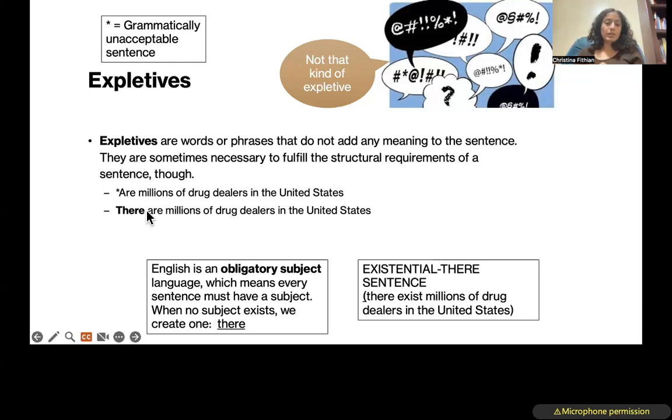So we insert there. And this particular type of sentence is called an existential there sentence. And that sounds much loftier and more philosophical than what it is. It just means there exist millions of drug dealers in the United States. So that's where that existential comes from. So there is an example of an expletive. And when you see a there sentence, an existential there sentence, remember to write this as a grammatical subject. Like we saw with the passive sentences, anything that's stuck in the subject position that isn't really supposed to be there, but it's just there to satisfy the grammatical requirements, that's a grammatical subject.